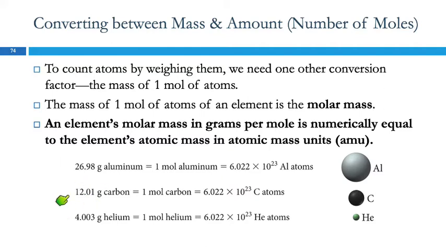Carbon atoms are smaller. So the same number of carbon atoms will be a smaller mass. And helium atoms are even smaller. Any questions?